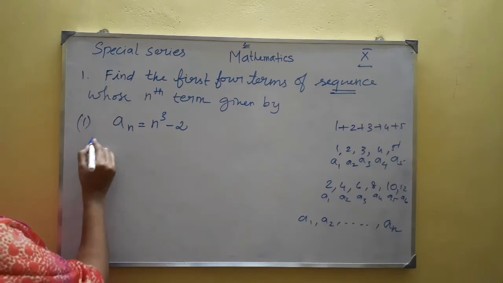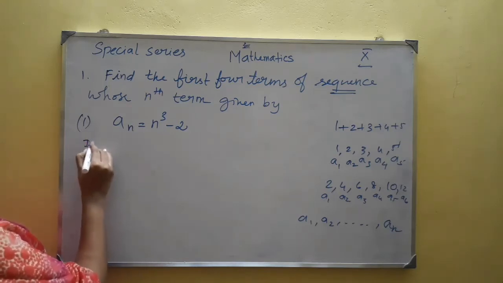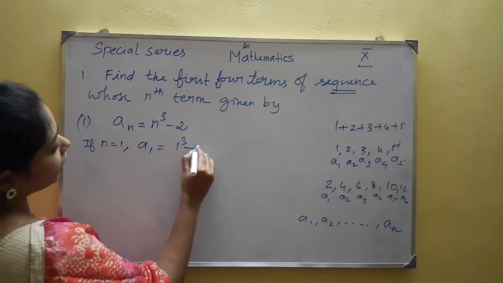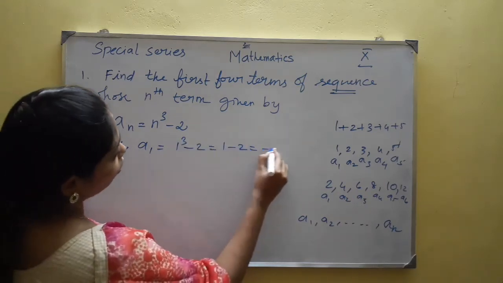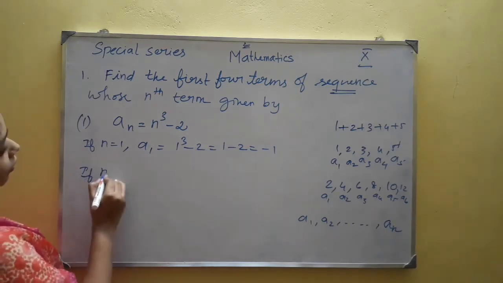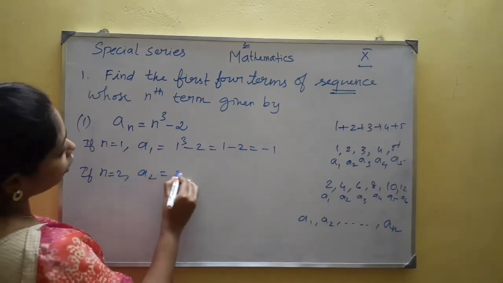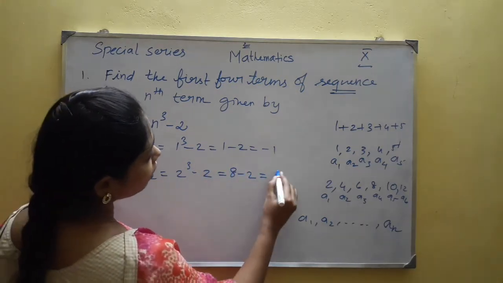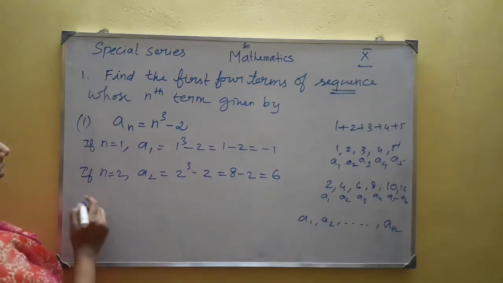So if n is equal to 1, then A1 is equal to 1 cube minus 2. 1 minus 2 is equal to minus 1. So your first term value is minus 1. If n is equal to 2, A2 is 2 cube minus 2. 2 cubed is 8, 8 minus 2 is equal to 6. Your second term value is 6.